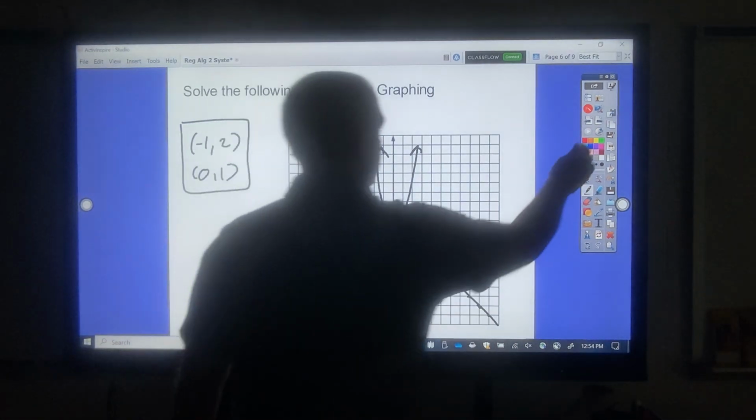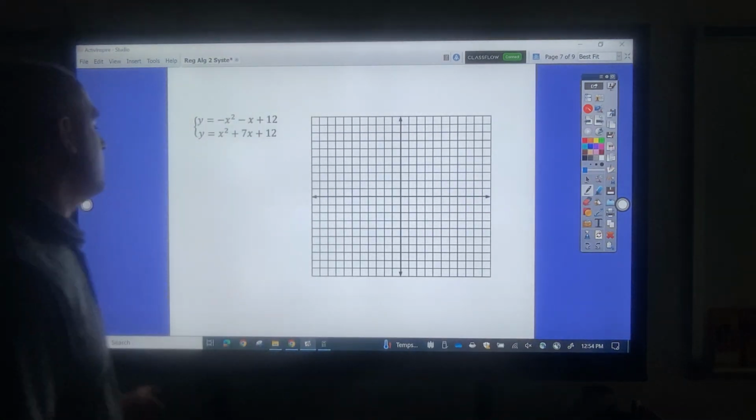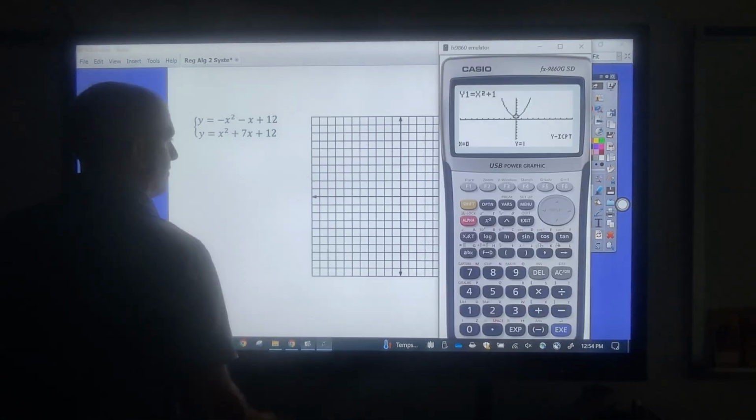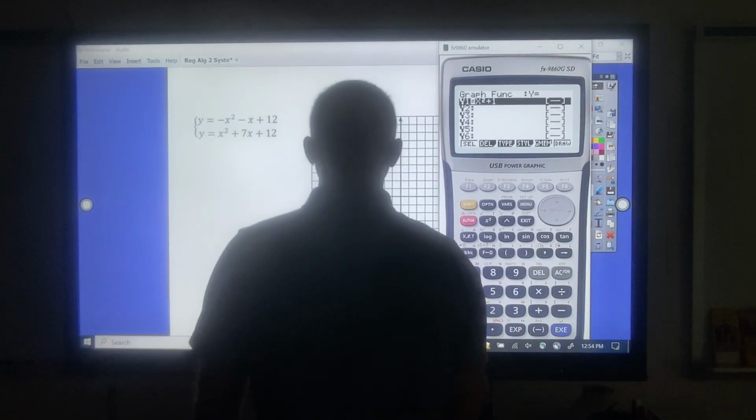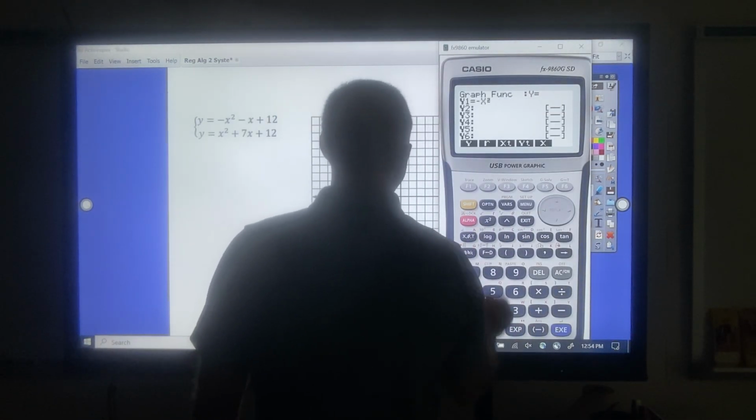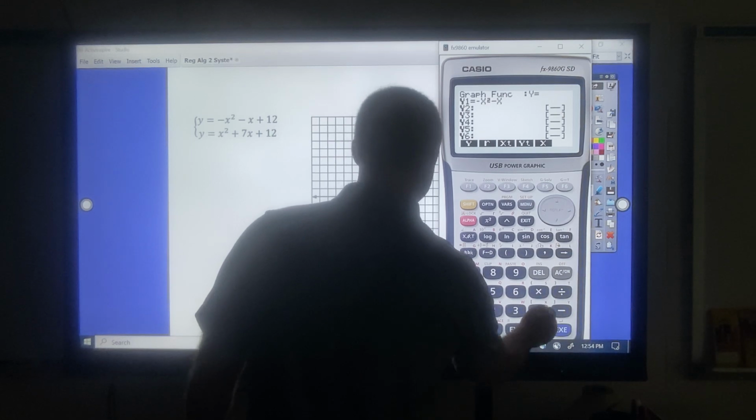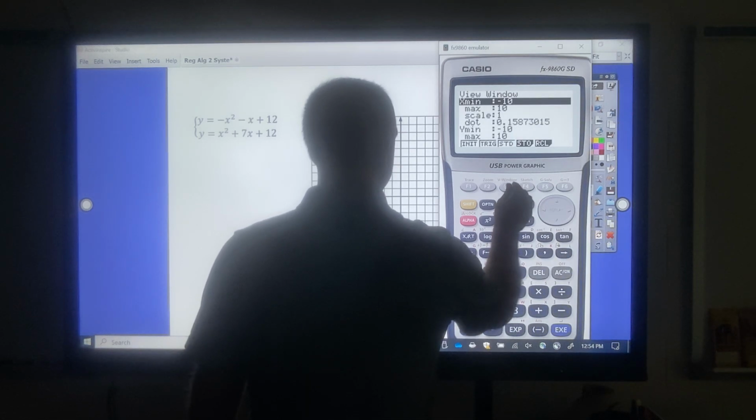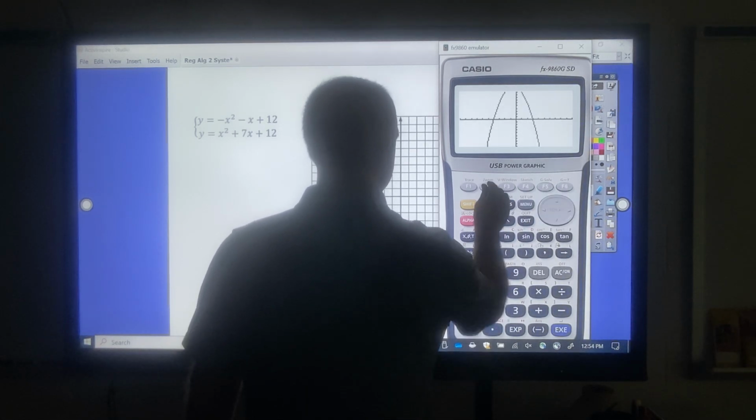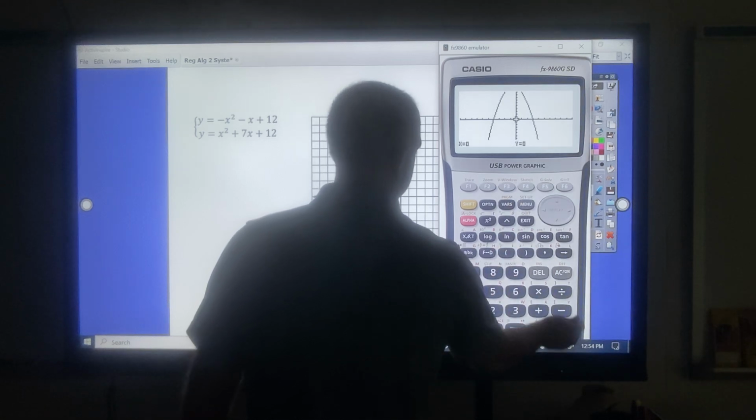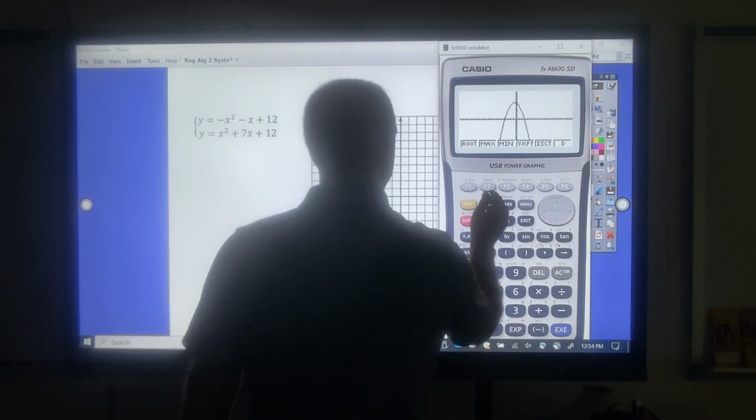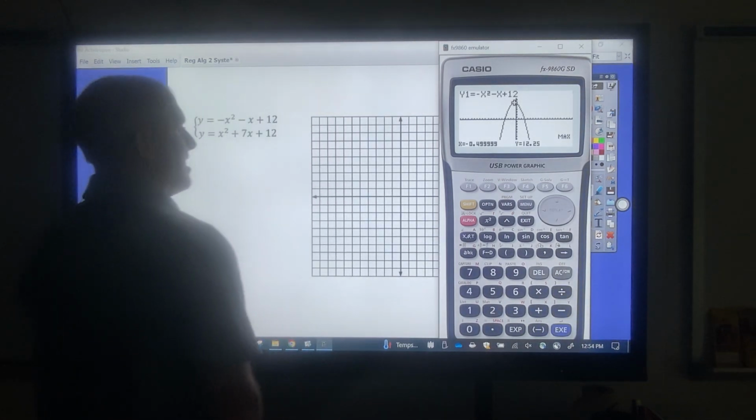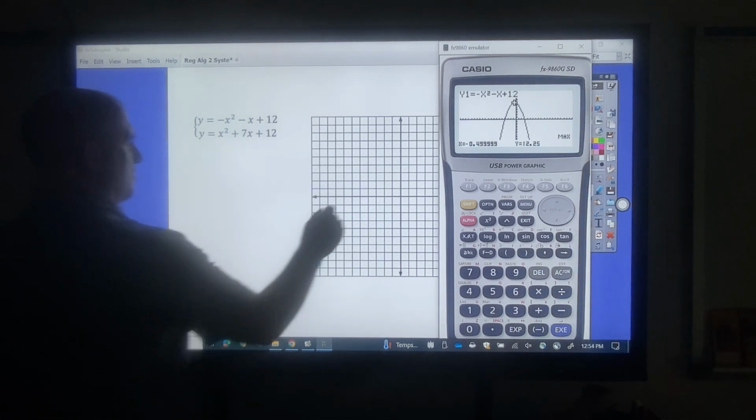All right, let's do another one. Let's go ahead and graph these individually, and then we'll graph them together. Negative x squared minus x plus 12. I'm going to zoom out one time. G-Solve max. I've got negative 0.5, 12.25.